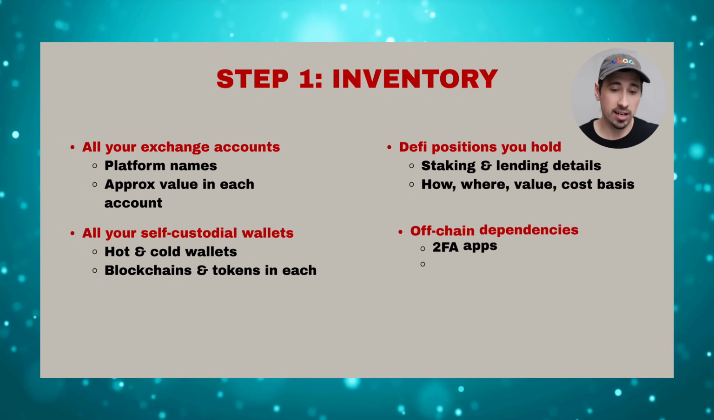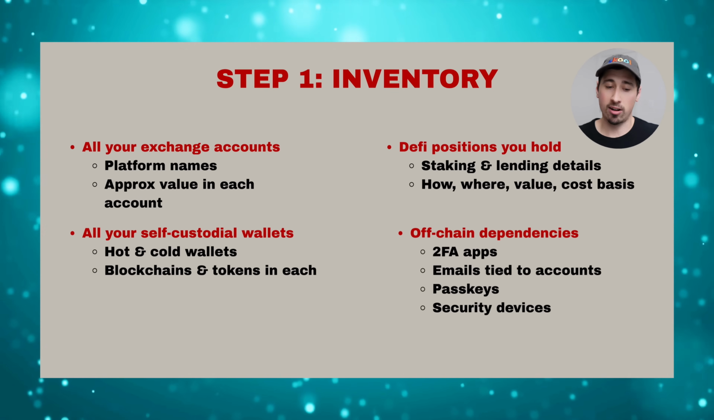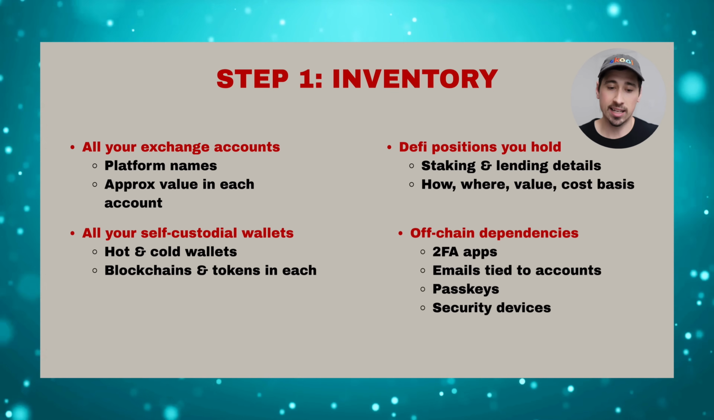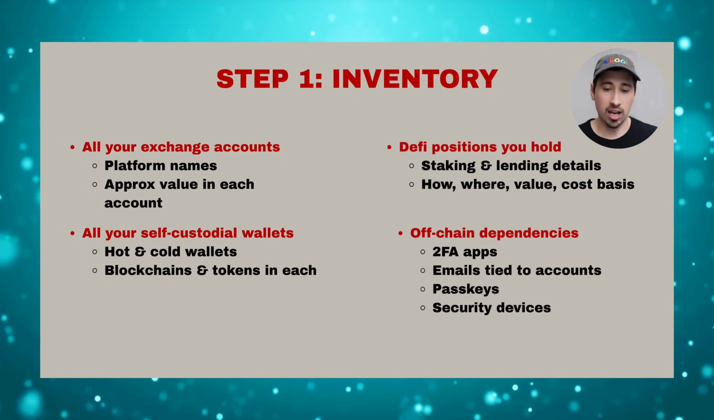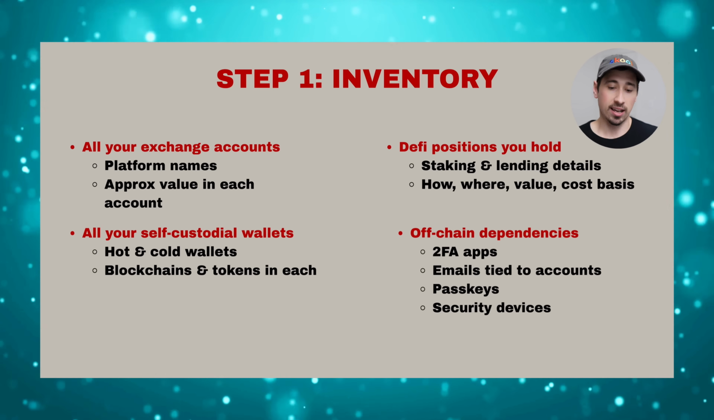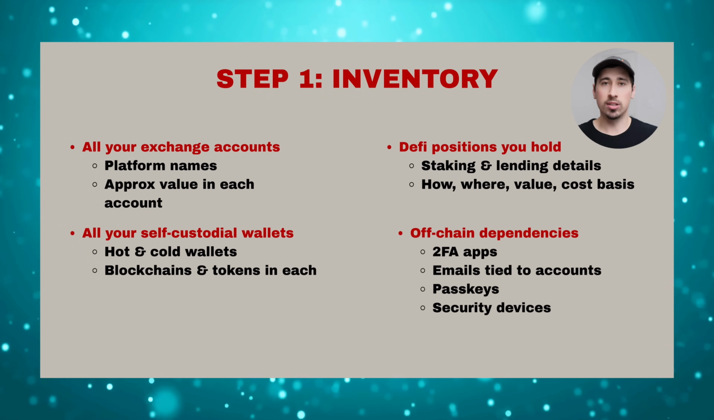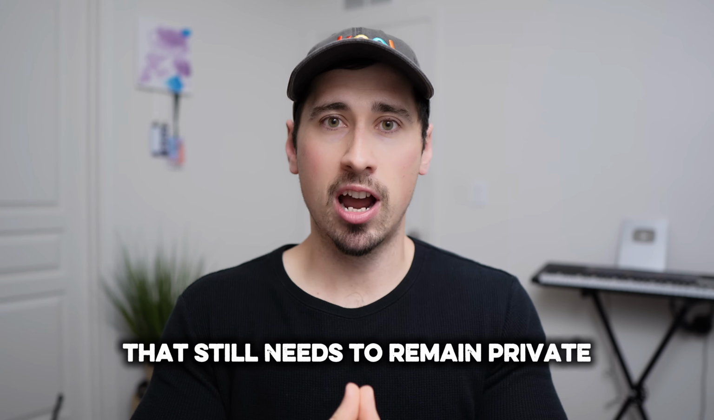Also, your off-chain dependencies. That's your 2FA app, any emails tied to your crypto accounts, passkeys, hardware wallets, etc. Basically, if you need it to access your crypto, it goes on the inventory list. That also includes your account recovery methods, so things like security questions, backup codes, all of it. As for what not to include in your inventory, don't put your seed phrase in there. That still needs to remain private. Later, we'll go over how to safely pass on your seed phrase when that time comes.